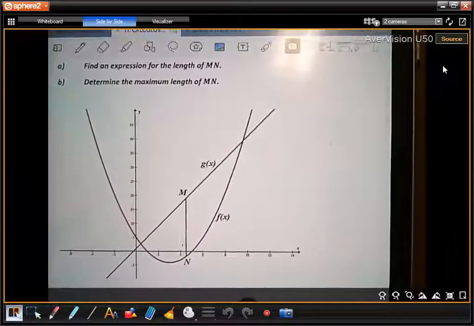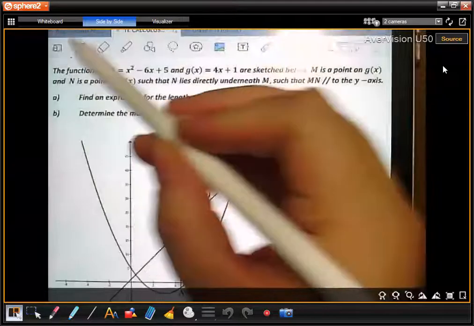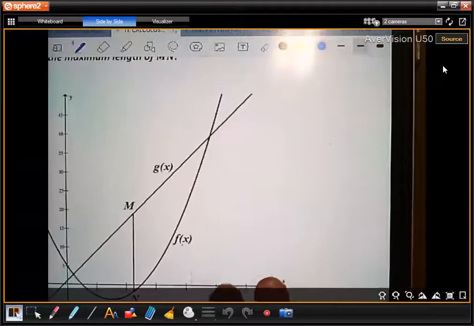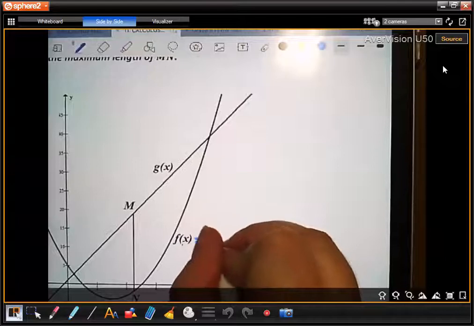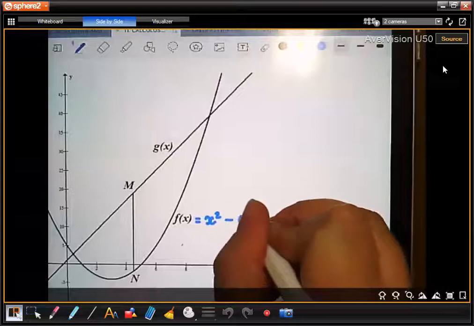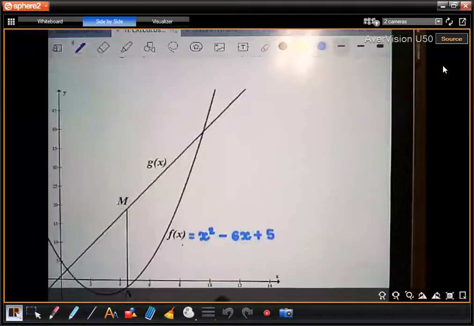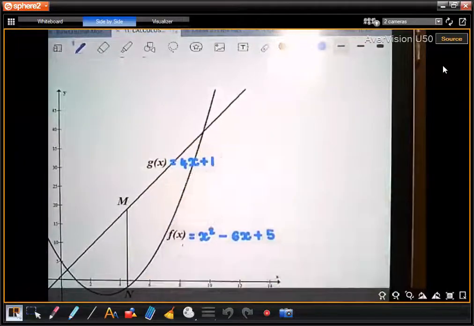Right, guys, just quickly, if we go through the information that was given, it is obviously quite important that we make sure that we know what's going on here. So they've given us some equations. I'm actually just going to write that in. f(x) is x squared minus 6x plus 5, right? That's the equation of f. And then the equation of g was 4x plus 1. That's obviously a straight line equation there. 4x plus 1.